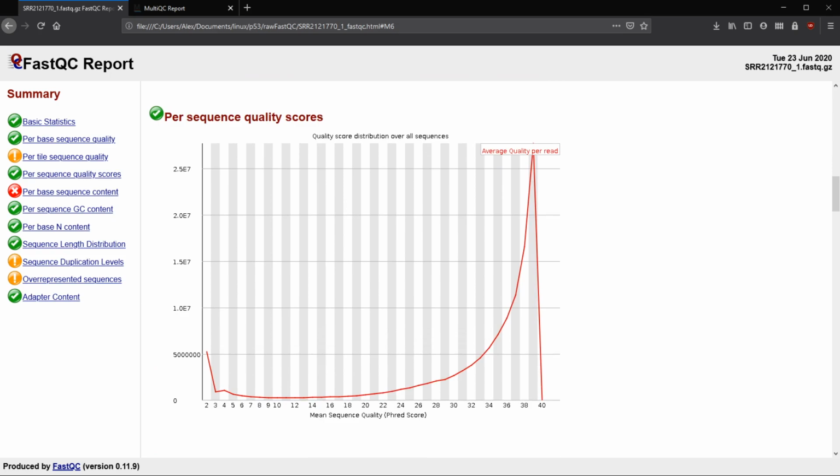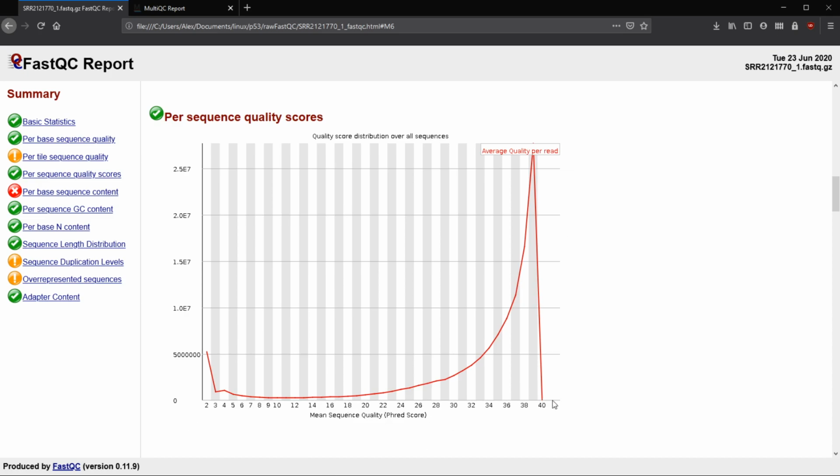Next, we have per sequence quality scores. So this is kind of what I was talking about before with the first one. You have your Q score, 27, 30, but we can see poor quality or good quality scores across all sequences. So this shows the distribution of those quality scores.